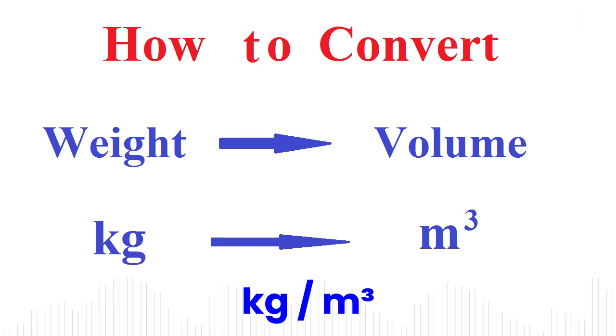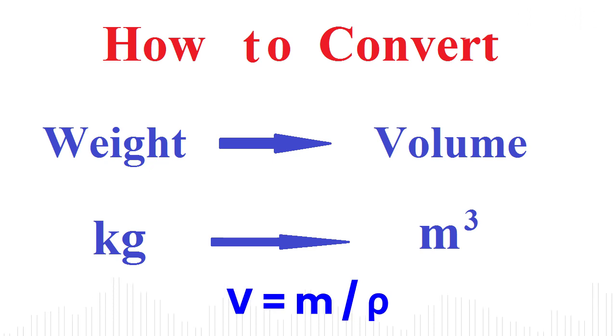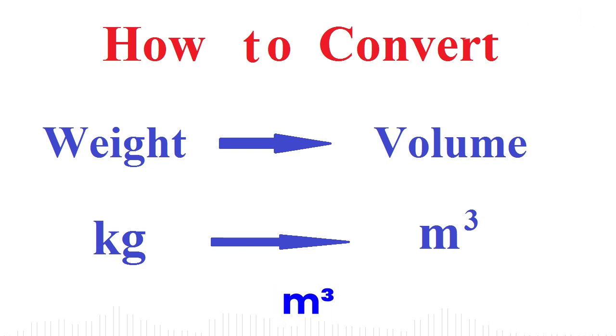To find the volume of any body, you need to divide its mass by the density: V = m/ρ. In the first case, the volume will be in cm³, and in the second in m³.